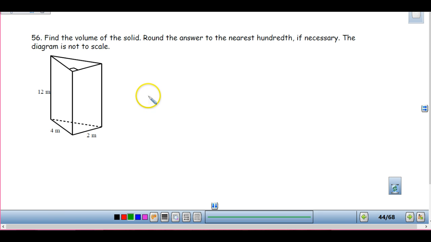Okay, same thing with a prism. Just be careful with the area of your base, because now it's 1/2 base times height. So base times height is 8 times 1/2, and now you're going to get 4. So 4 times your height is going to be 12, and multiply them together, we get 48 meters cubed to be our volume.